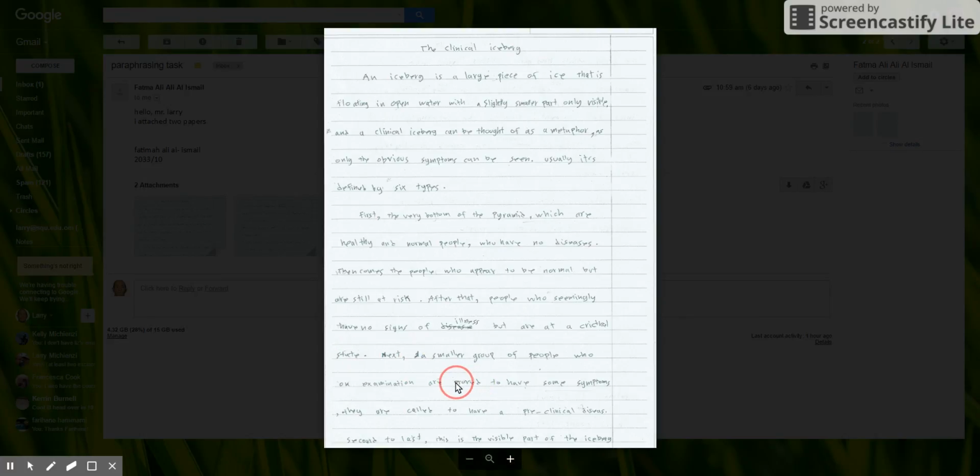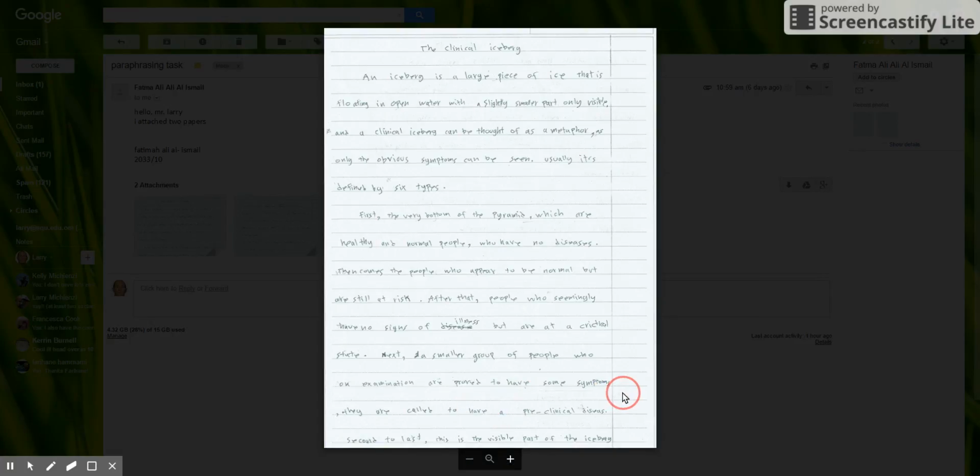Okay, next is a smaller group of people who, on examination, are purported to have some symptoms. And so you're putting the comma in the wrong spot. Commas go at the end of the sentence, at the end of symptoms here. They are called to have preclinical disease. Or rather, they're not called to have, they are preclinical.